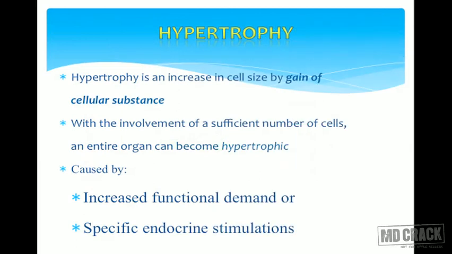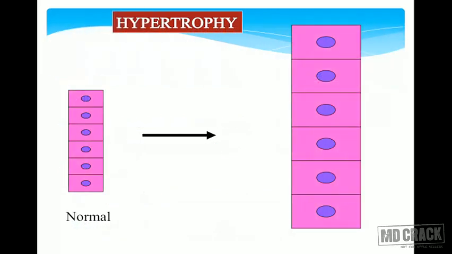Hypertrophy occurs only in a few organs in the body. It is nothing but increase in the cell size by gain in cellular substances. With the involvement of a sufficient number of cells, the entire organ will become hypertrophic, and it could be because of increased functional demand by the body or because of specific endocrine stimulation. This is the diagrammatic representation: normal, and this is hypertrophic cells.